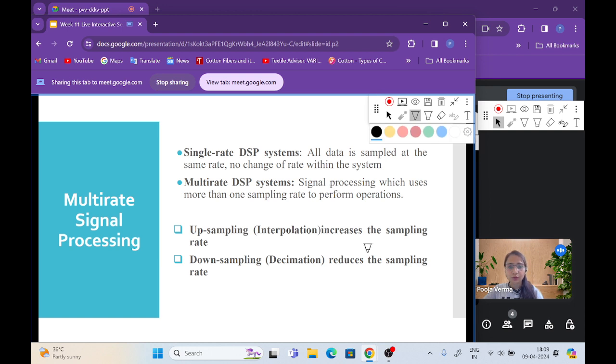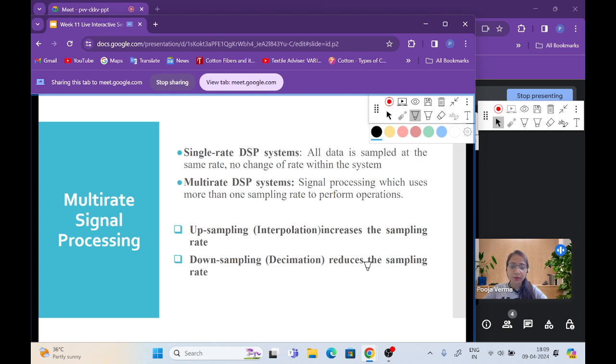Okay. So for this week, the topic is multi-rate signal processing. Till now we have studied single rate digital signal processing systems, where all the data are sampled at the same rate and there is no change in the rate of the system. If we use more than one sampling rate to perform any operation, it is called multi-rate signal processing.